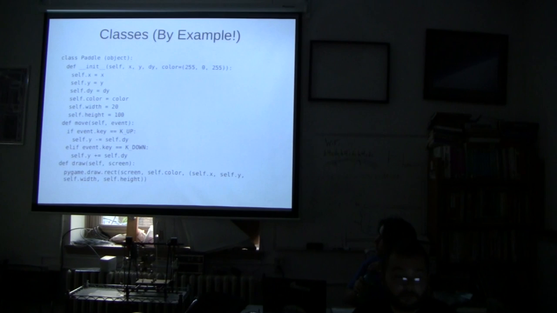There are two methods associated with this class. There is move and draw. So you would do a paddle.move or a paddle.draw, depending on what you were doing. Both of these, again, you can see that self is being used as the first argument in both of those methods. And then the second argument for move is an event. So it checks to see whether or not that event is an up arrow or a down arrow key press, and it will do the appropriate movement. And draw just takes a screen to draw on and then draws the paddle wherever it needs to go.